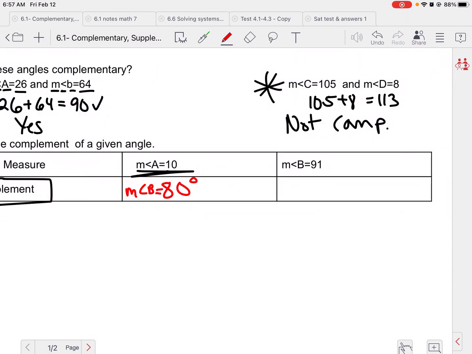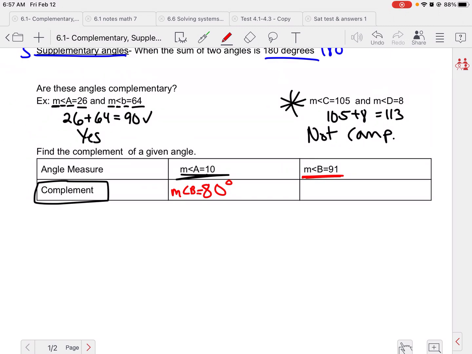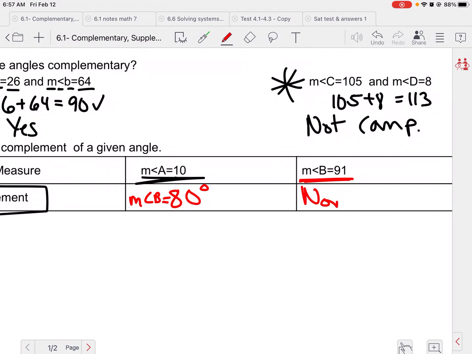Okay, now measure of angle B. Okay, what's its complement? There is no complement because it's already over 90 degrees. Okay, an angle can't be -1 degrees. Okay, so if it's already over 90, we can't find its complement.